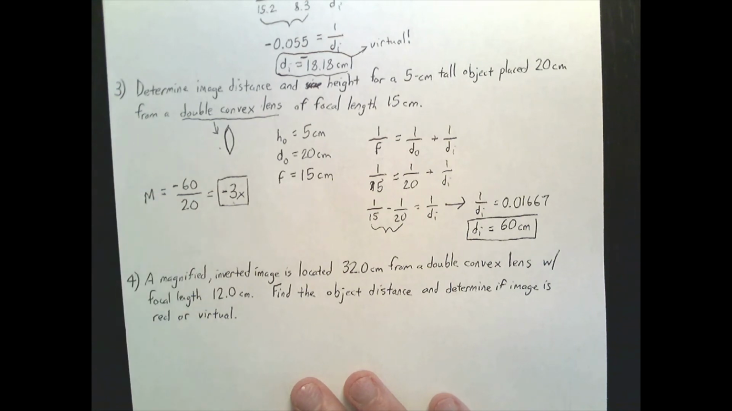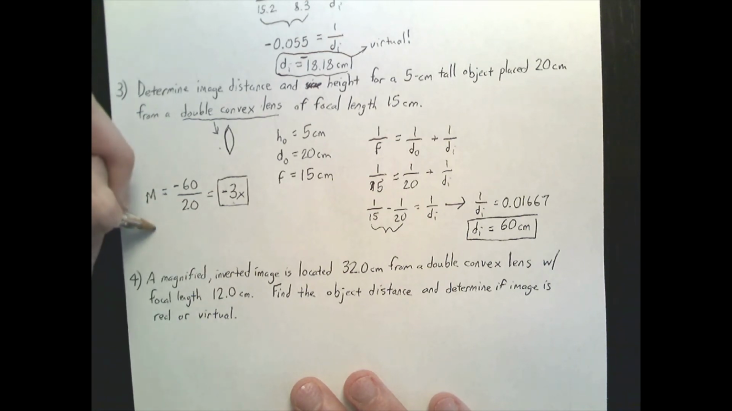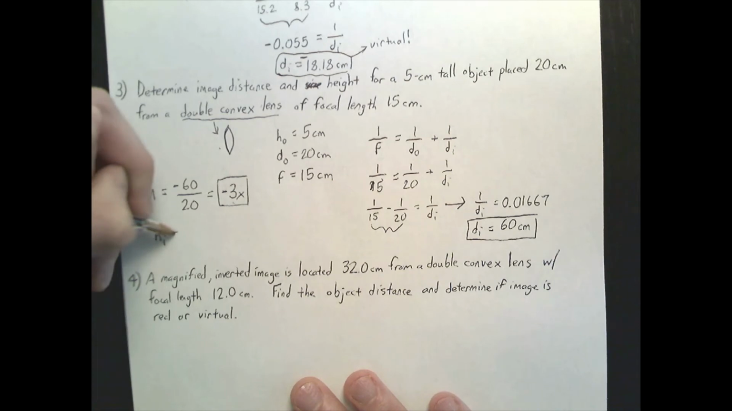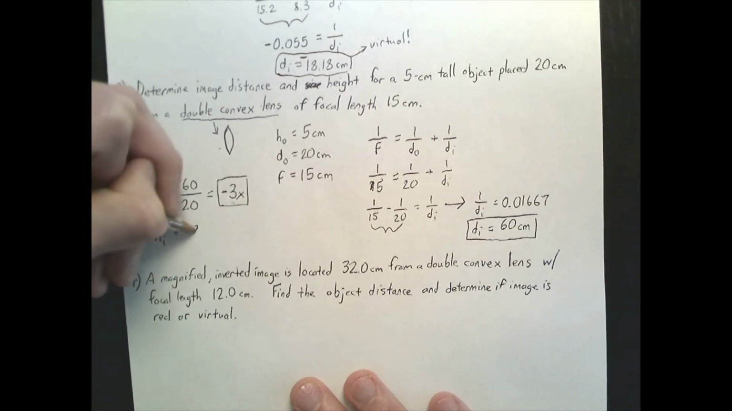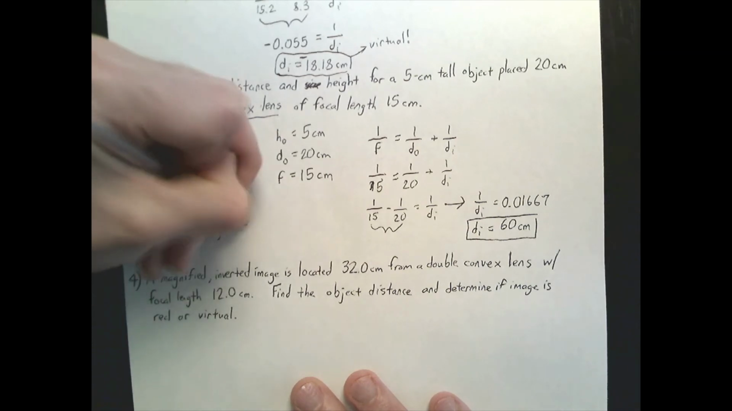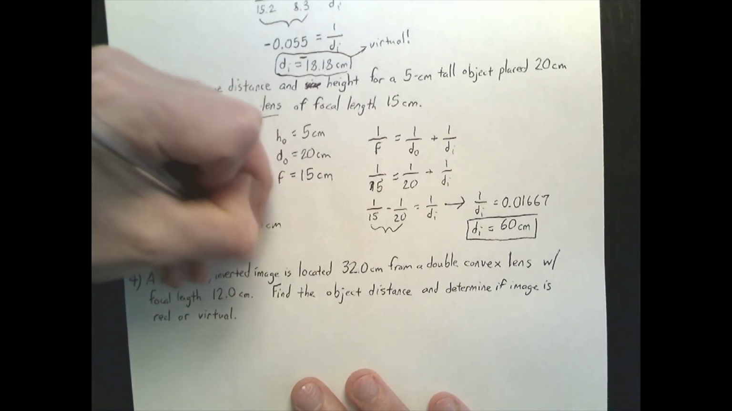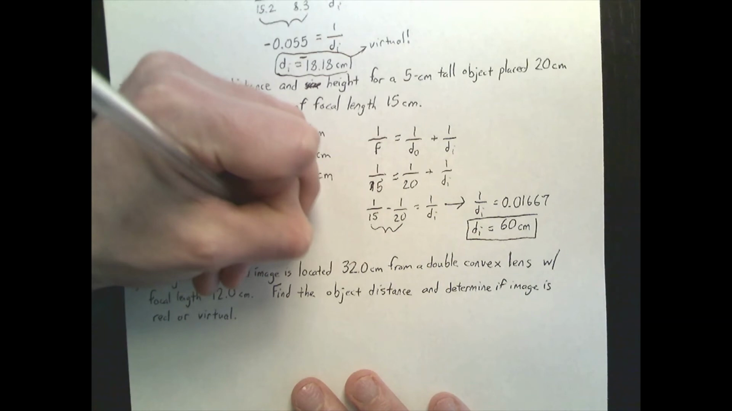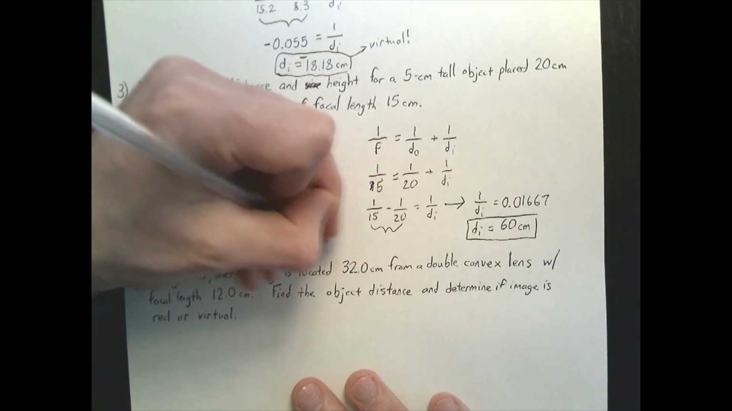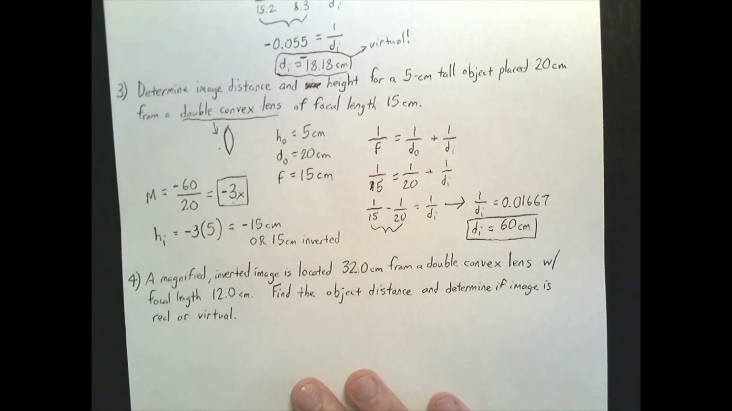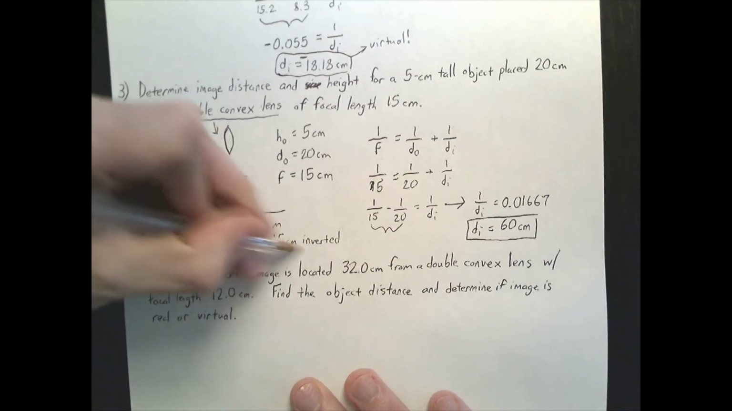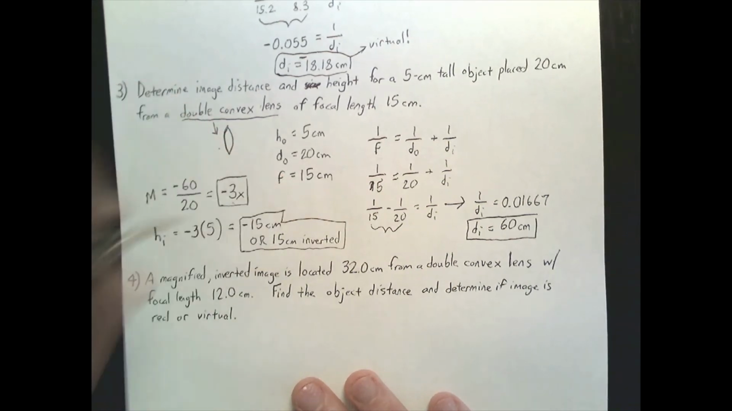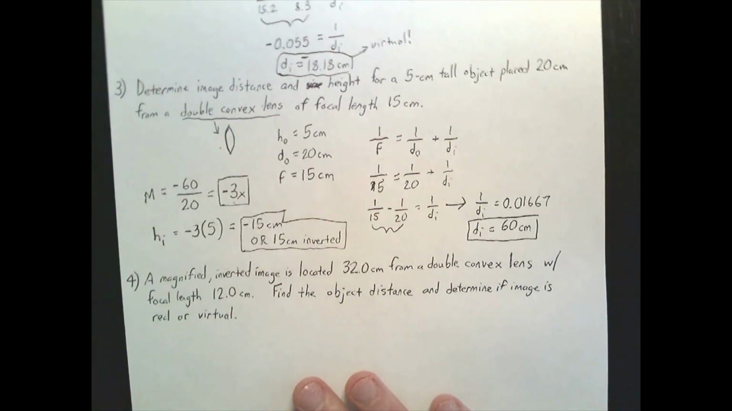We can finally get the image height. HI is equal to our magnification, negative 3 times 5 centimeters, and we get negative 15 centimeters, or just 15 centimeters inverted. Those are 2 ways of saying the exact same thing. All right, we're starting to see a process here, I hope.